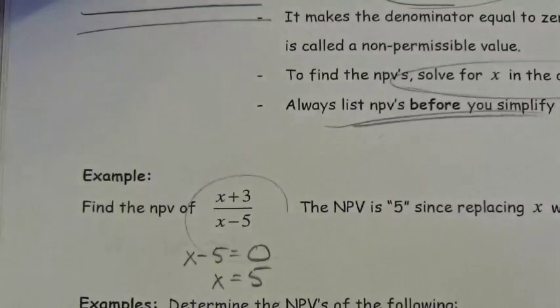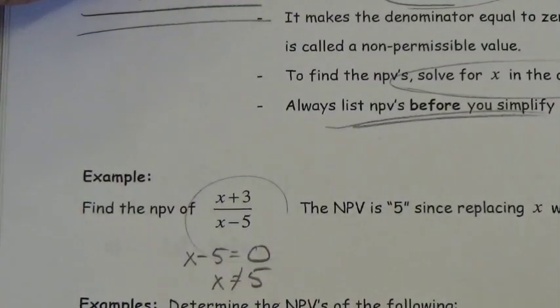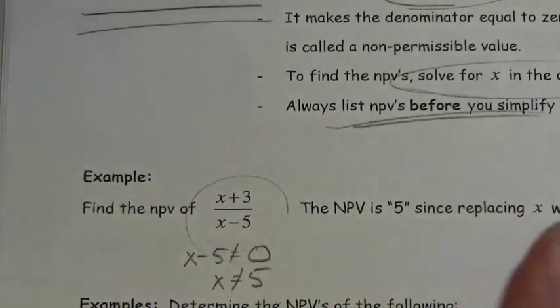Division by 0 is undefined. And so I have to state that x cannot be equal to 5. I can't allow x minus 5 to be equal to 0, which means I can't allow x to be equal to 5. That's the non-permissible.